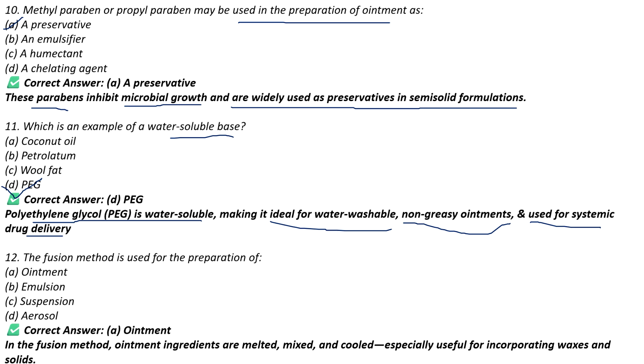So moving on to the next question, the fusion method is used for the preparation of... fusion method को किसकी प्रिपरेशन के लिए यूज किया जाता है। ऑप्शंस दिए गए हैं: ointments, emulsions, suspension या aerosol. So in the fusion method, the ointment ingredients are melted, then mixed and then cooled, especially useful for incorporating waxes and solids. So we can say the fusion method is used for the preparation of option A, that is ointments.